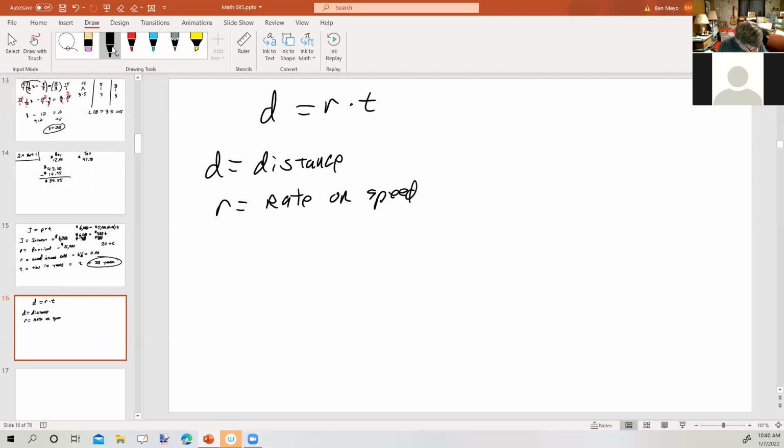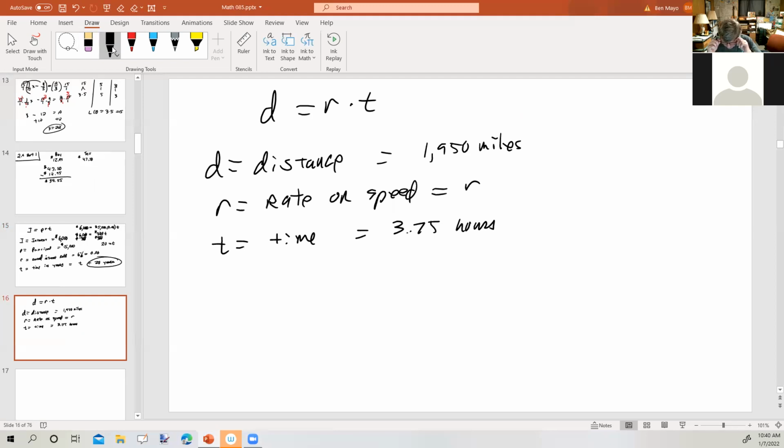It says an airplane flew from Chicago to San Francisco in 3.75 hours. If the cities are 1,950 miles apart, what was the average speed? So the rate would be the unknown. So D equals RT becomes 1950 equals R times 3.75, or we could say 1950 equals 3.75 R.